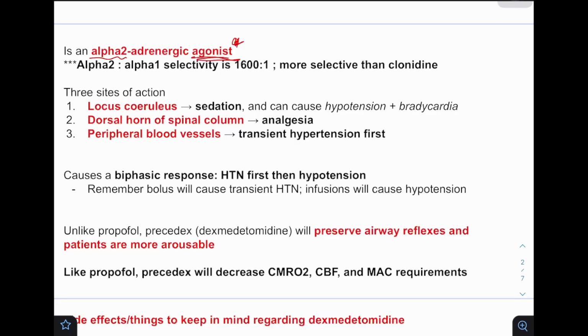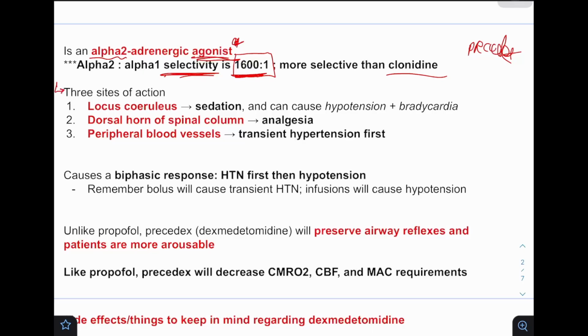And then the other key point you want to know is that Precedex has a certain selectivity. Though it works on both alpha 2 and alpha 1, it is much more selective for alpha 2. So the selectivity is 1600 to 1 in terms of alpha 2 receptor selectivity. Some questions will ask you which is more selective for the alpha 2 receptor, whether it's Precedex or clonidine. And the answer is Precedex. Precedex is much more selective for the alpha 2 receptor compared to clonidine.